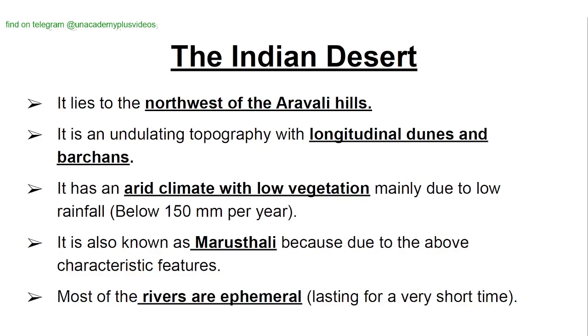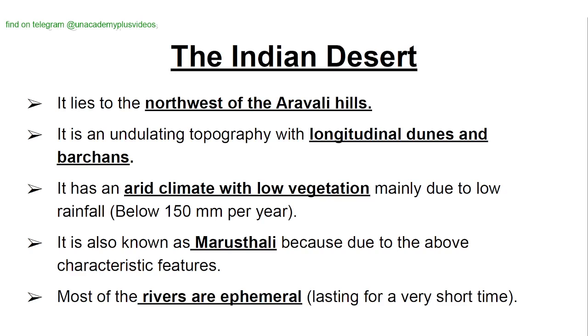Indian Desert. The Indian Desert lies to the northwest of the Aravalli Hills. It has an undulating topography with longitudinal dunes and barchans. It has an arid climate with low vegetation, mainly due to low rainfall. It is also known as Marusthali due to the above characteristic features.